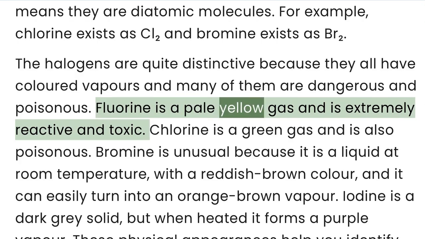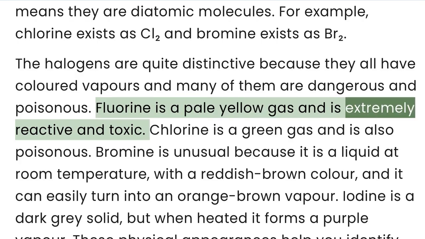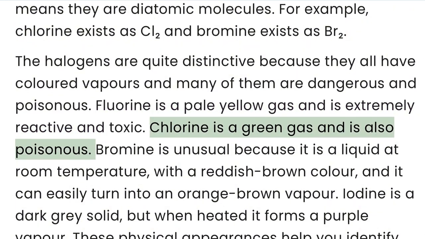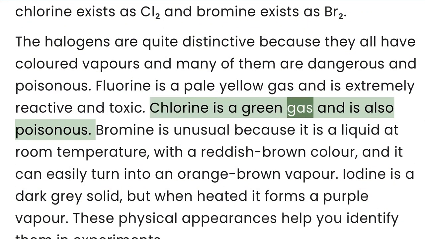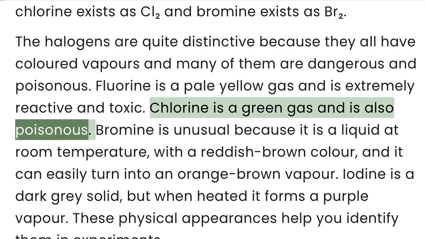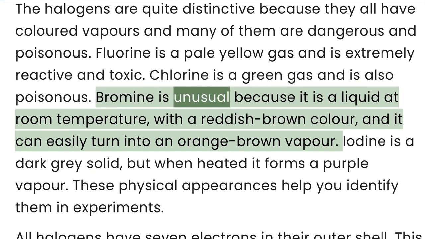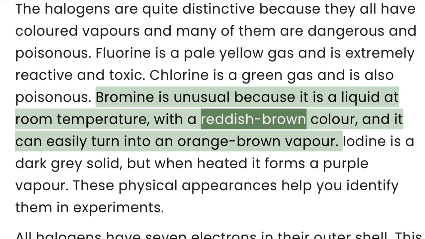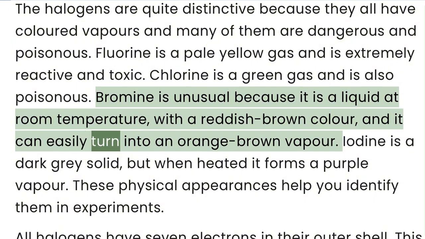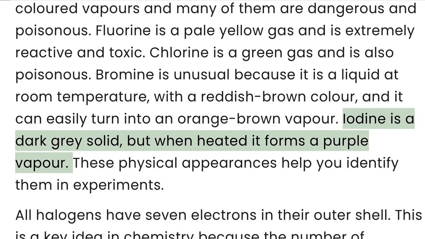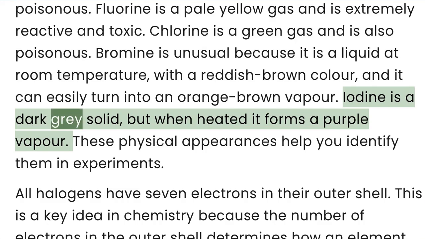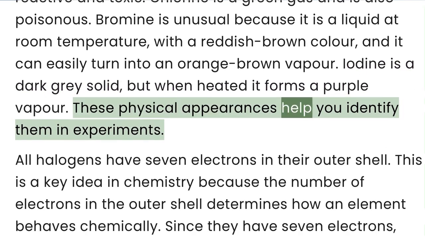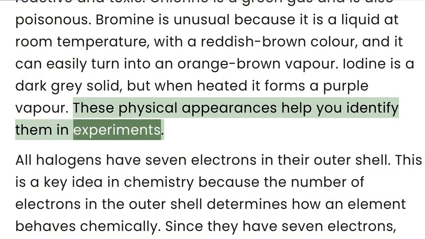Fluorine is a pale yellow gas and is extremely reactive and toxic. Chlorine is a green gas and is also poisonous. Bromine is unusual because it is a liquid at room temperature with a reddish-brown color, and it can easily turn into an orange-brown vapor. Iodine is a dark gray solid, but when heated, it forms a purple vapor. These physical appearances help you identify them in experiments.